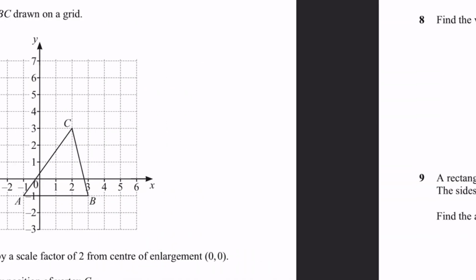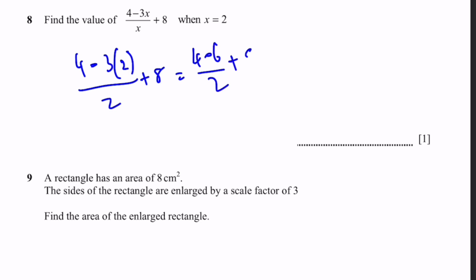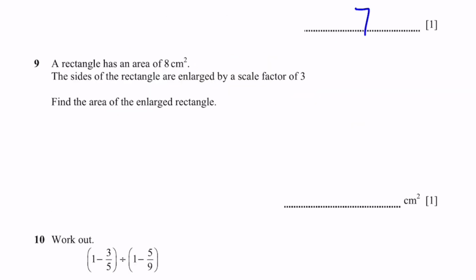That's the answer. Question 8. Find the value of (4 minus 3x) over (x plus 8) when x is equal to 2. You can just substitute it. 4 minus 3 times 2 over 2 plus 8, which is equal to 4 minus 6 over 2 plus 8, which is equal to negative 2 over 10, which is negative 1 over 5... that's the answer.